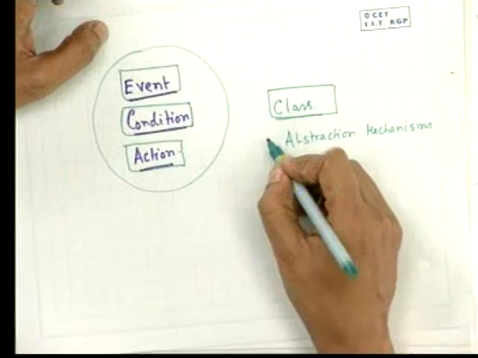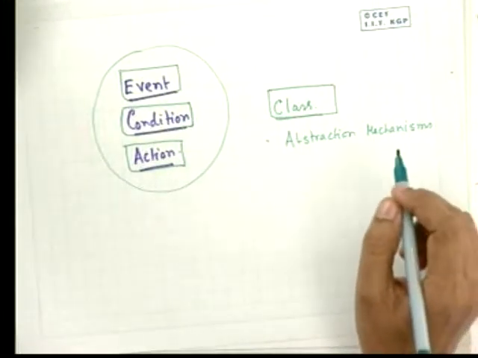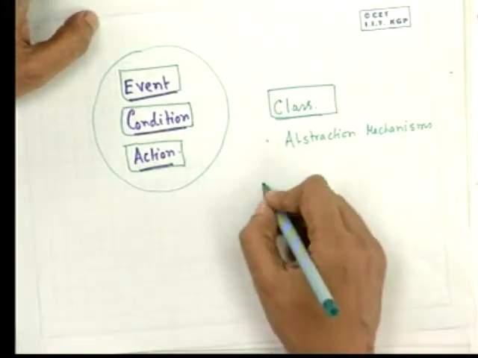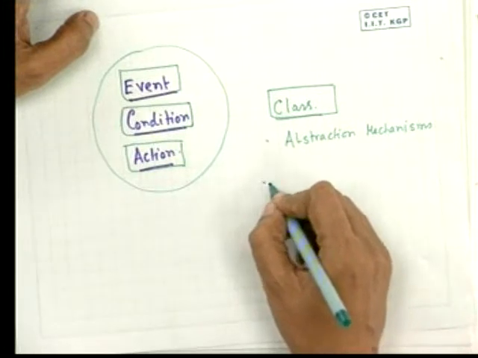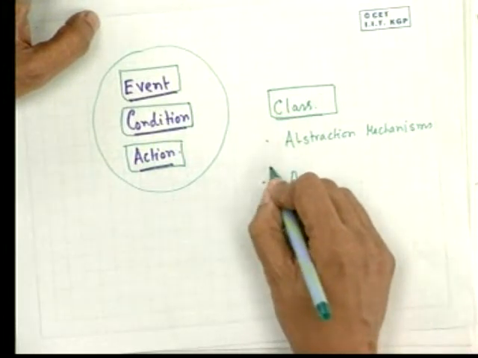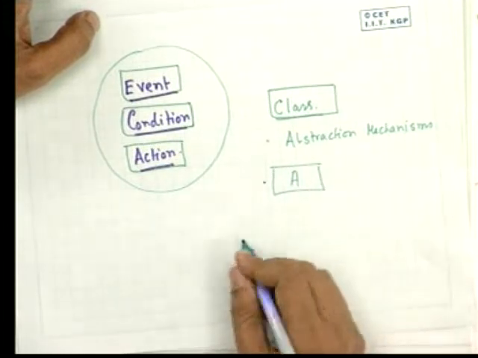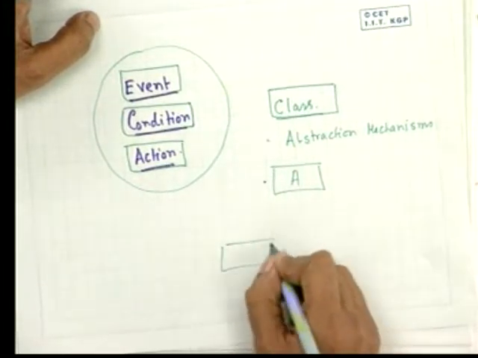Now the next question comes: when we define a class, say we have a class A which is a dynamic object, and B.